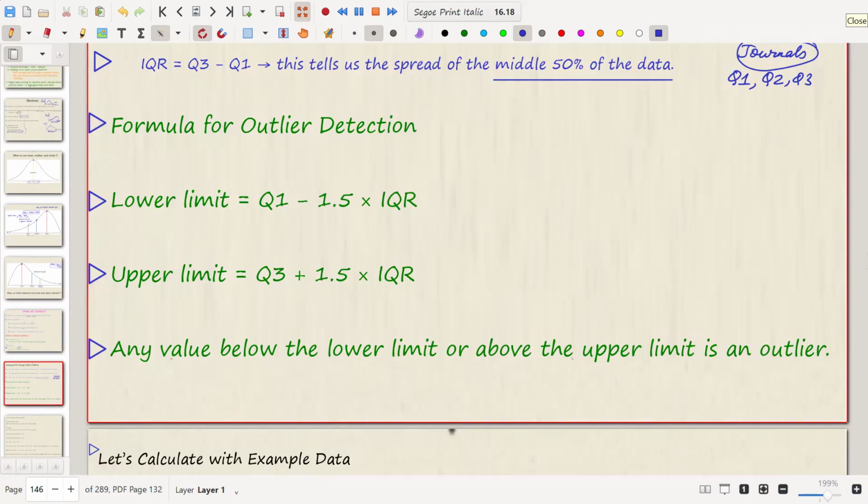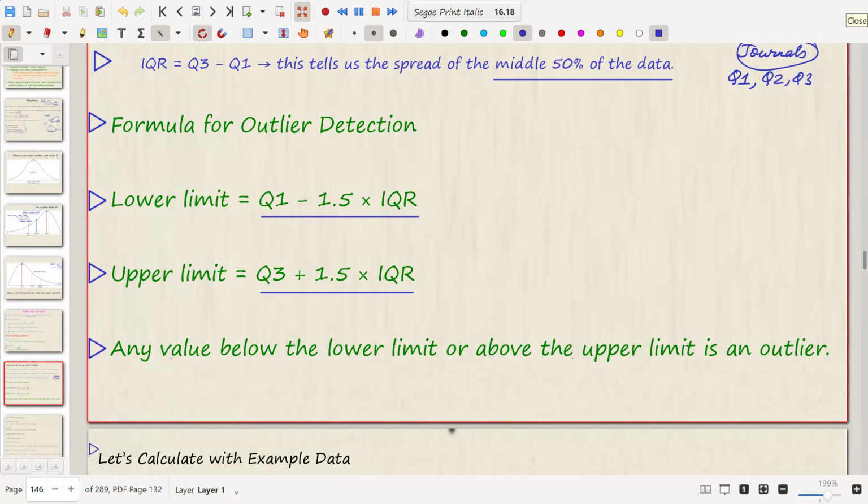You calculate a lower limit and an upper limit, based on Q1, Q3, and the interquartile range, which is Q3 minus Q1. The lower limit is given by Q1 minus 1.5 times the interquartile range, and the upper limit is given by Q3 plus 1.5 times the interquartile range.